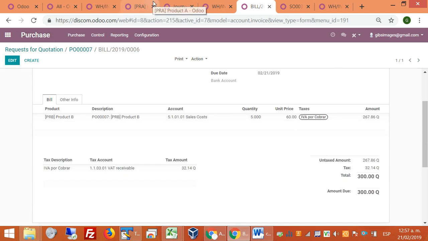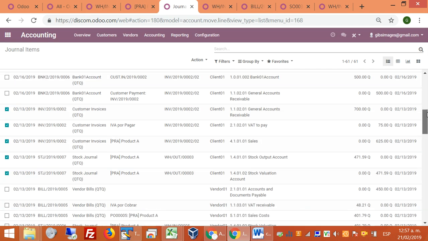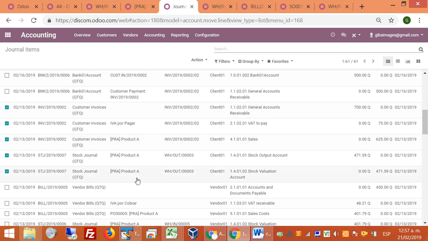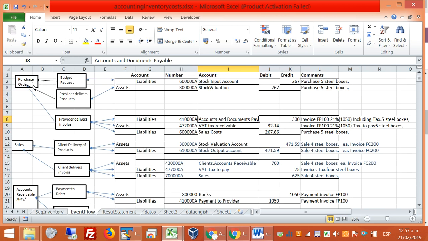We are also going to explain step by step the transactions involved in the accounting module when we make a purchase order. These two accounts are affected, and when the provider delivers the invoice, we have the affectation of three other accounts. So the purchase order generates 5 entries in the accounting system.